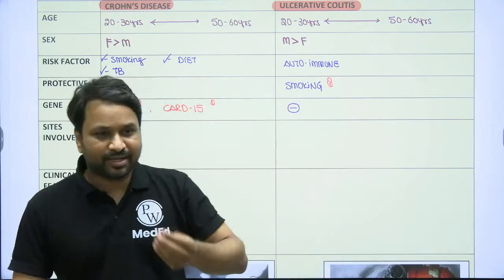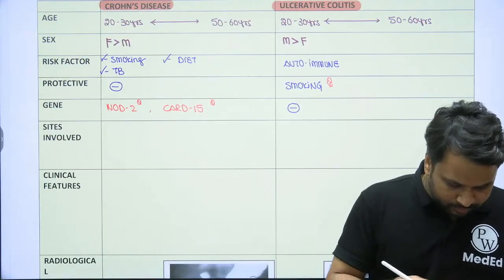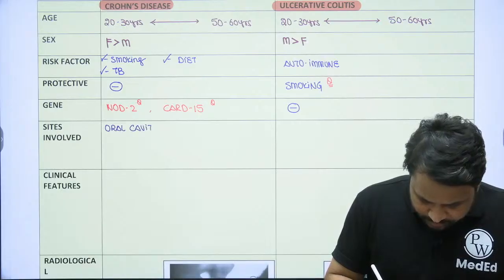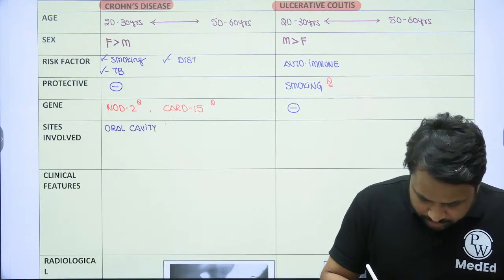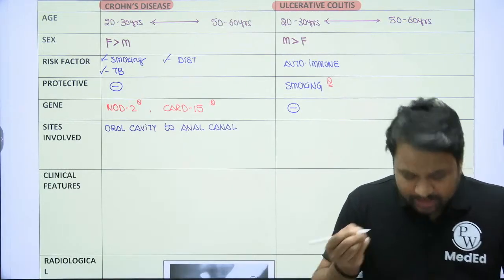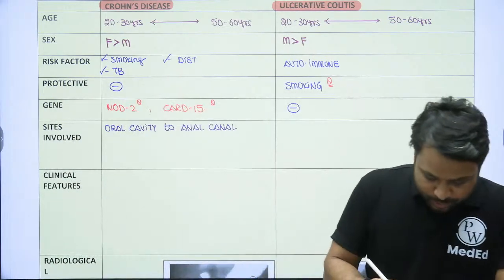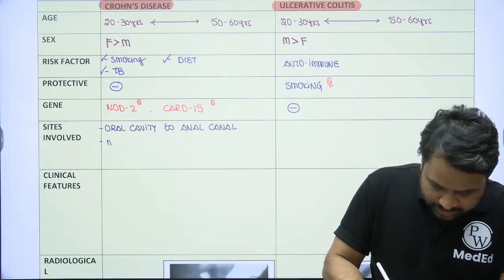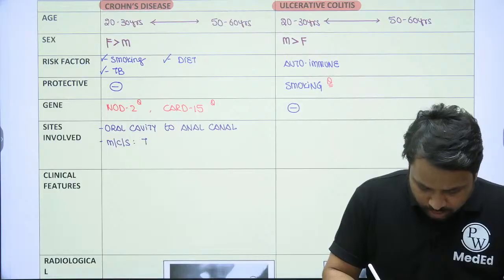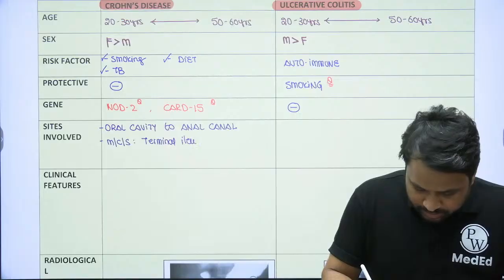Now, this is something which is very interesting in Crohn's disease. Remember, in Crohn's the entire bowel is involved. It is going to involve from the oral cavity to the anal canal. Now, from the exam perspective, sometimes they ask you what is the overall most common site. The overall most common site is going to be your terminal ileum.